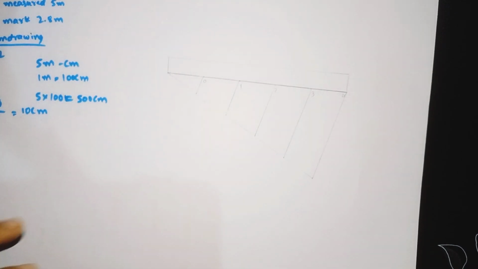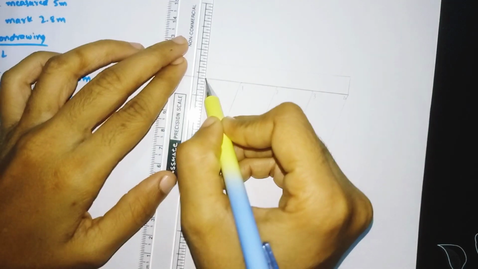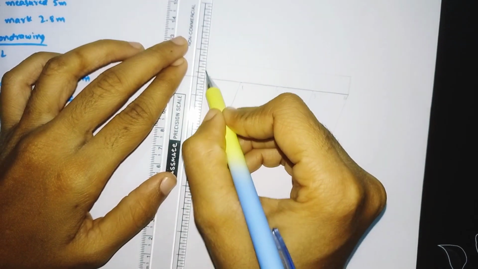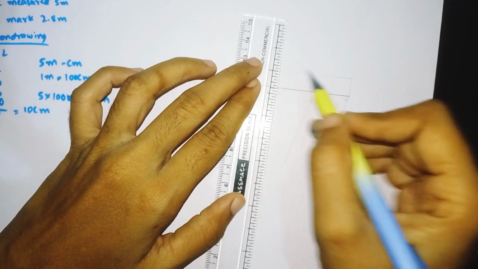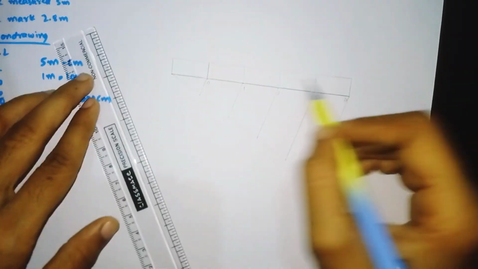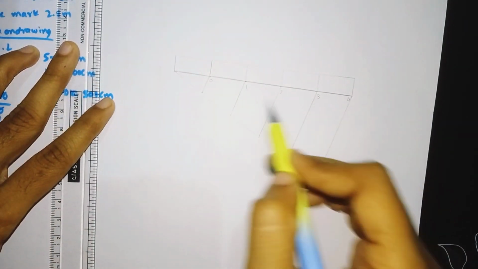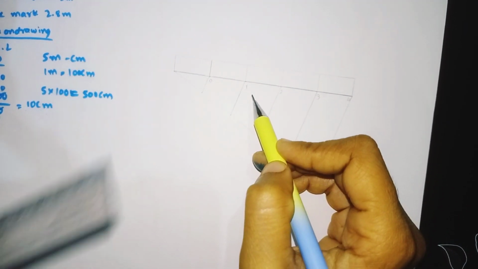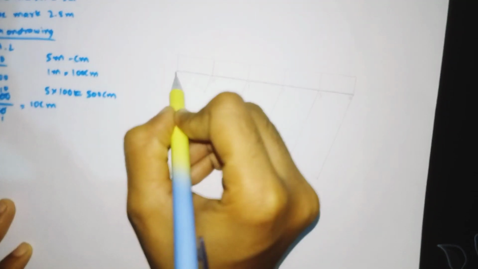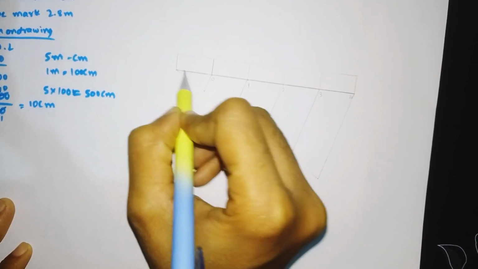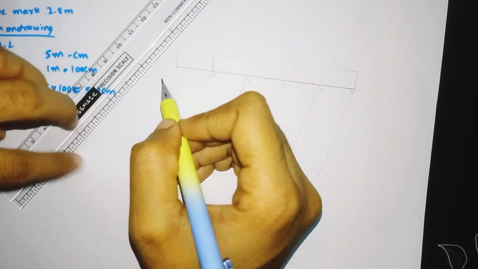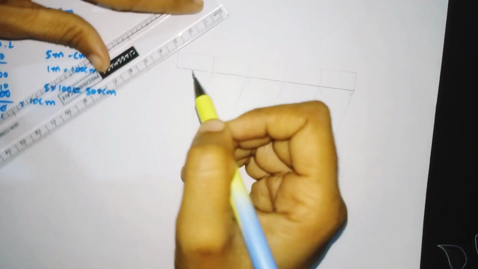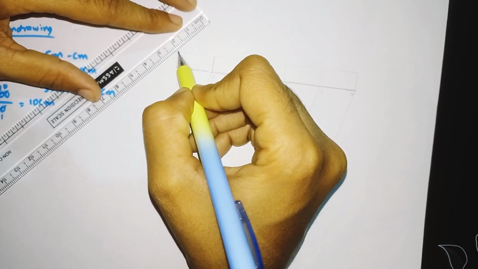Before that, I will join this line to this, and this one to this, this one to this, this one to this. We have to draw 5 equal parts. Next I have to divide from 0 to this point into 10 equal parts. For that, I will again draw one line here, one inclination here.